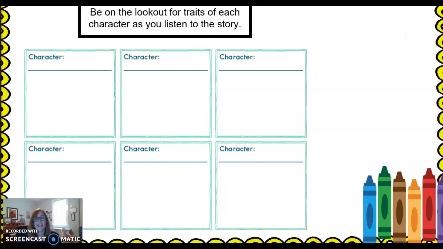And so finally, as I reminded you, I want you to think about the characters, who is in the story, and their traits. How are they acting? What are they saying? How do they look? And those things will give you some clues. And don't forget about the setting. Enjoy our story of Stellaluna.